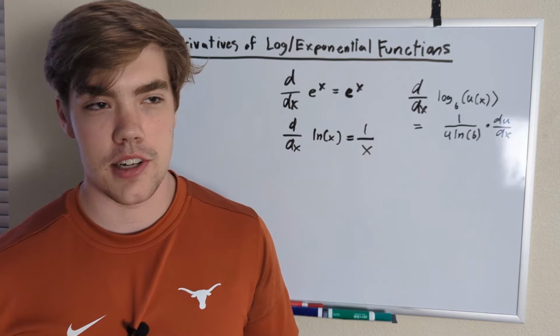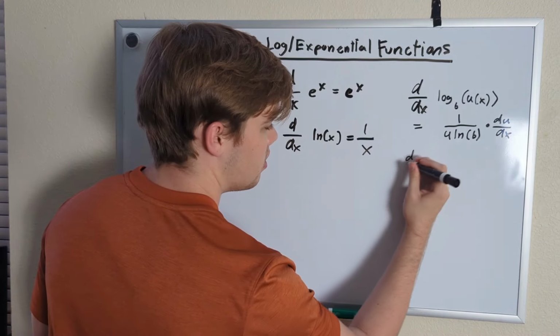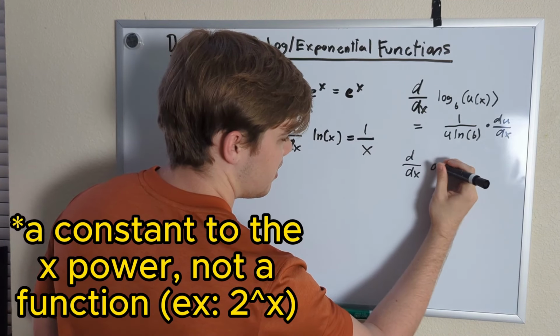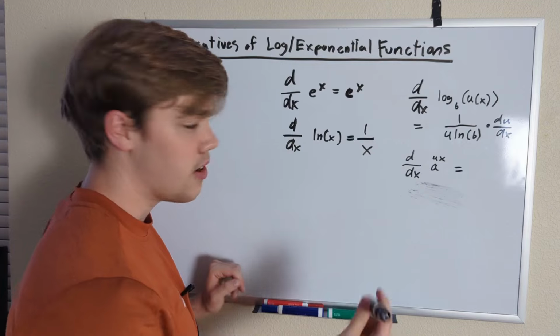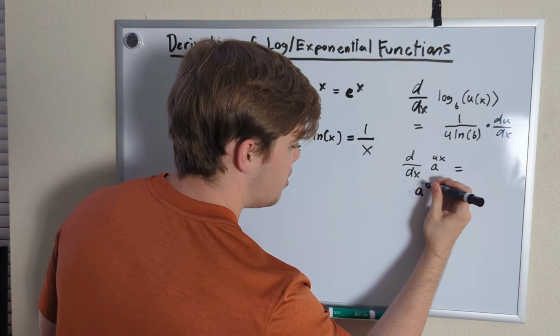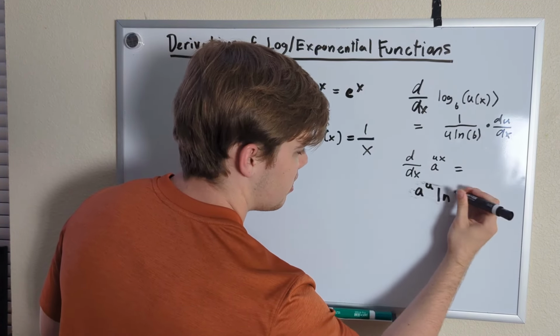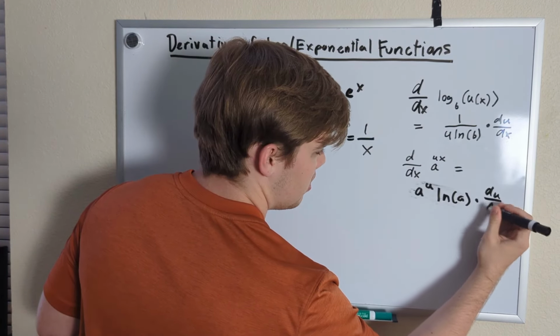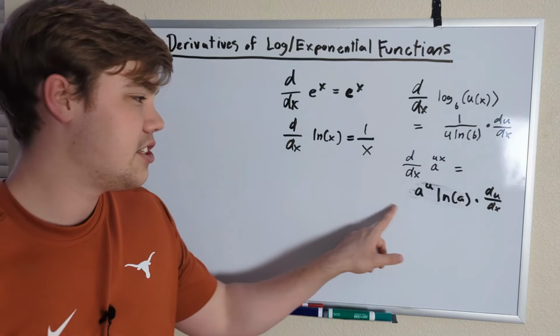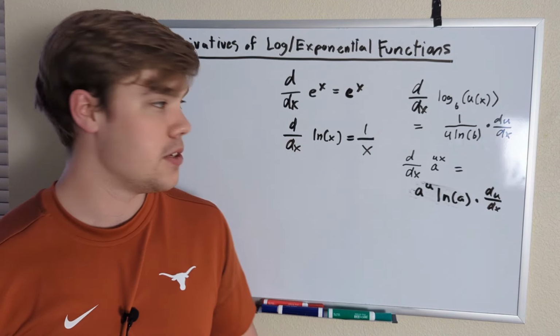And the last derivative we're going to talk about in this video is the derivative of some function to the x power, or in this case, a to the u, because we might have a coefficient. This derivative is equal to a to the u times natural log of a, also multiplied by du dx. Just like with our log, this is essentially just a more specific version of the chain rule used for this function specifically.